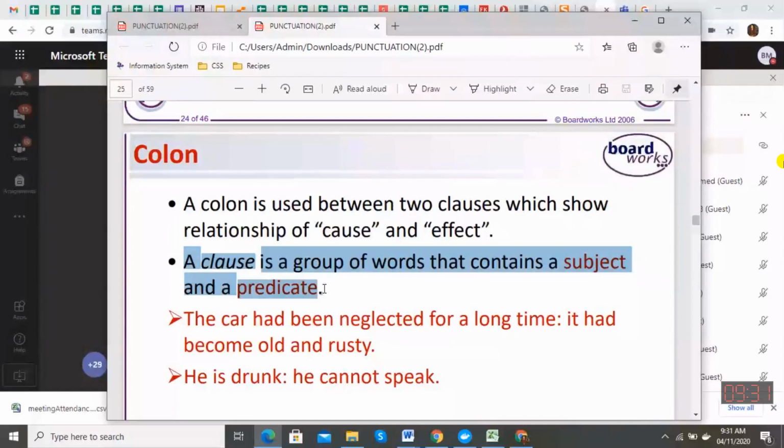So instead of writing he is drunk therefore he cannot speak, we have added a colon instead of therefore, or hence, or thus, or just that show the other information is a consequence of the previous one. So instead of using the word that shows a consequence, तो हम लोग उसको colon add करते हैं.